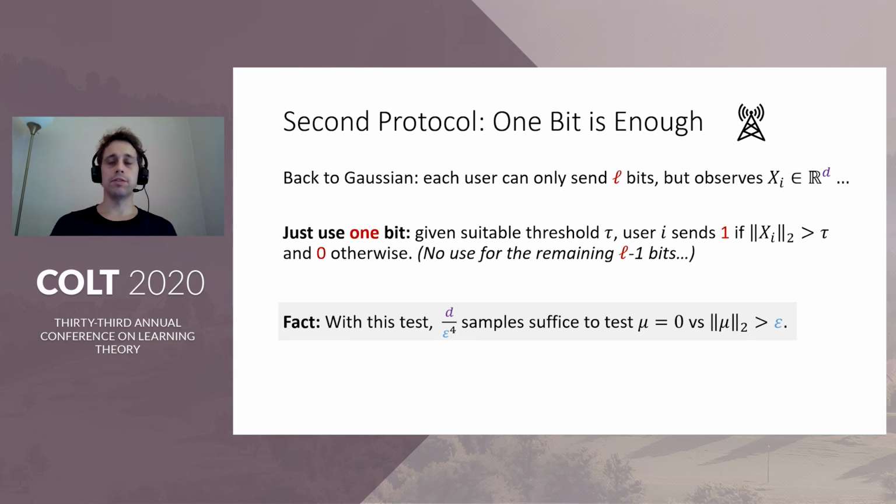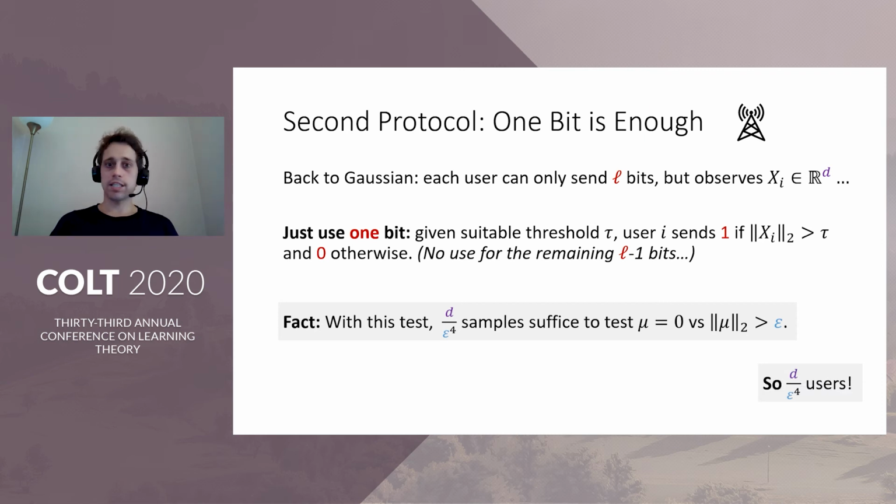The second protocol, the D over epsilon to the 4, is even simpler. Here we're not even going to use all the bits we can send. We're just going to send one bit. So we have a Gaussian. We want to test the mean of the Gaussian. What's natural? Well, let's just compute the empirical mean. So each user will compute the empirical mean based on their one single observation of that high-dimensional Gaussian. And then they're just going to threshold it appropriately for some tau that depends on D and epsilon. And they're going to just send 0 if it's below the threshold and 1 if it's above the threshold. And you can show that with this test, D over epsilon to the 4 samples suffice, which means D over epsilon to the 4 users.